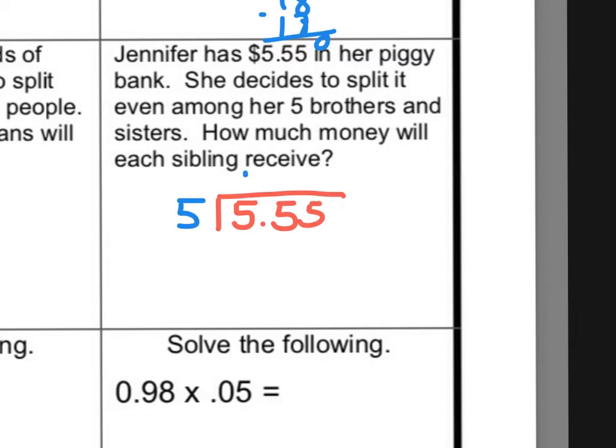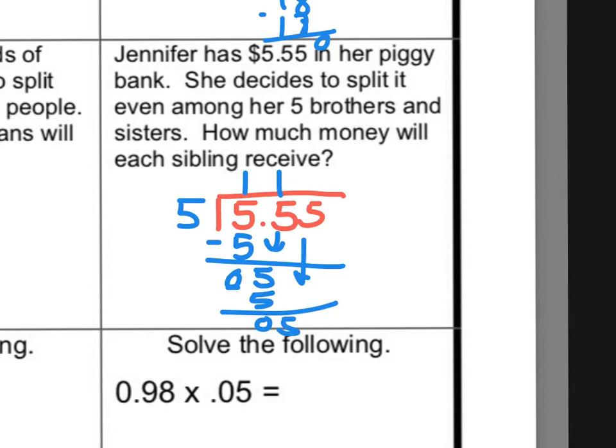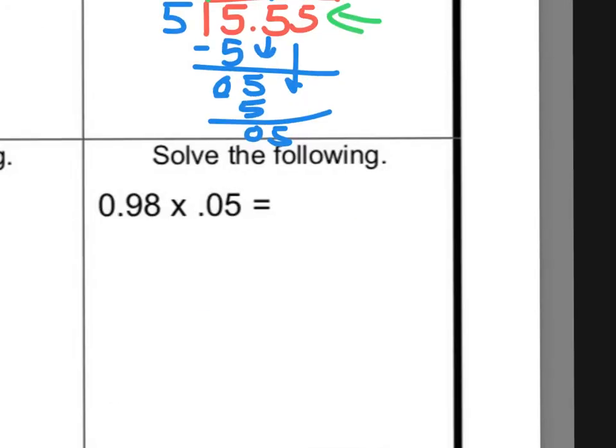5 can go into 5 one time. And that will give me 0. Bring down the next digit, another 5, so it can go in once again. Bring down the next digit and it's a 5 again. So it'll be 1, 1, 1. And just make sure you put the decimal right there, because there are 2 numbers behind the decimal. So every sibling will get $1.11.